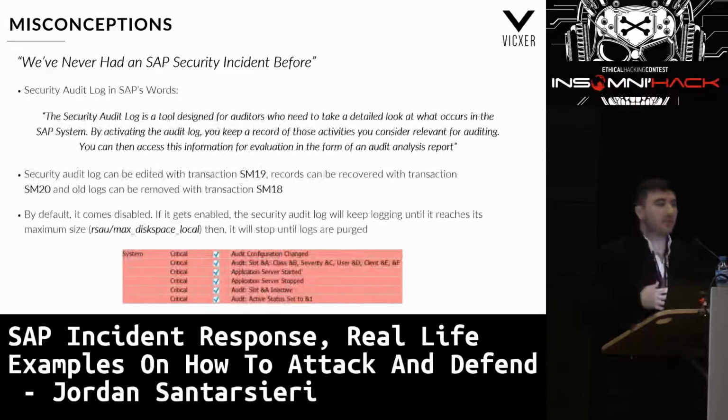What is this SAP security audit log that I keep mentioning? Well, if you go to the SAP webpage, by SAP words, the SAP security audit log is a tool designed for auditors to provide a technical detail of what happened in the system. Let me set this very clearly. The SAP audit log is very far from being perfect, but it's very necessary for you to activate this.